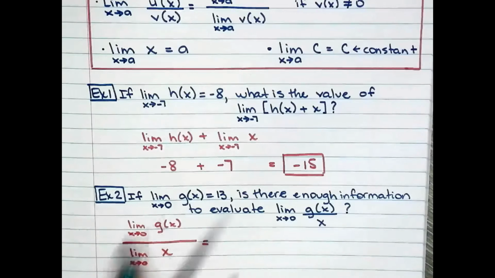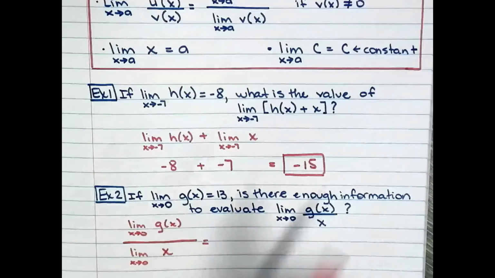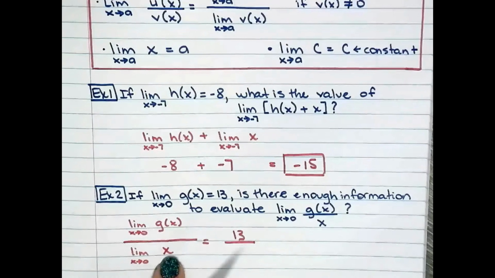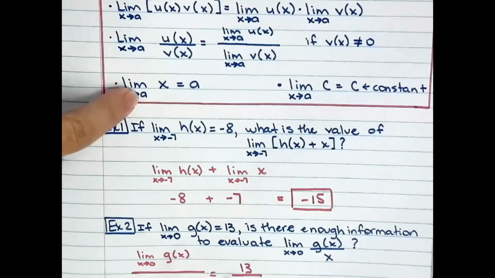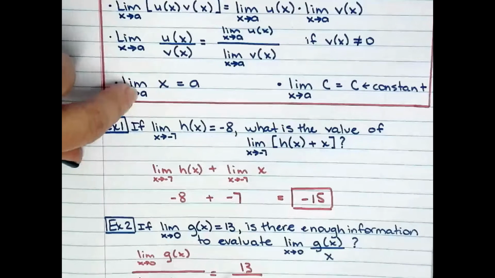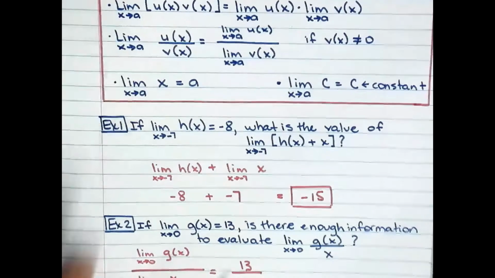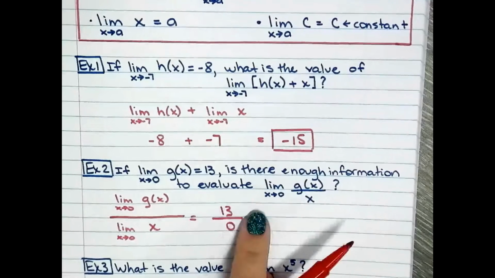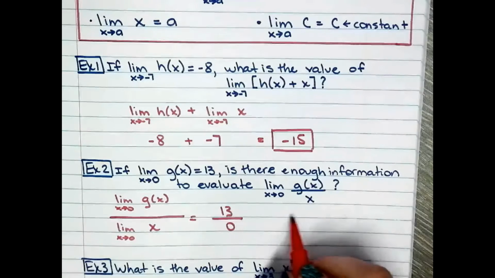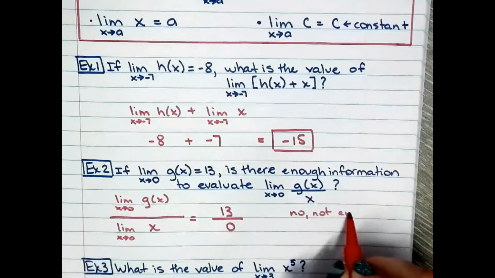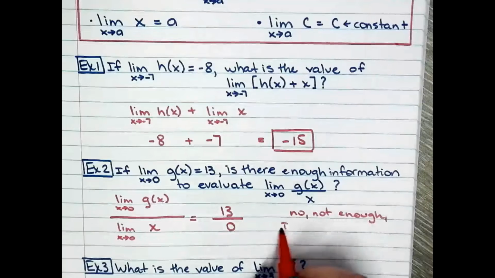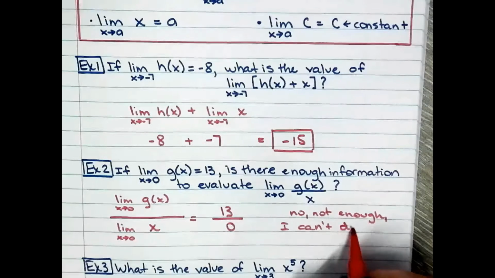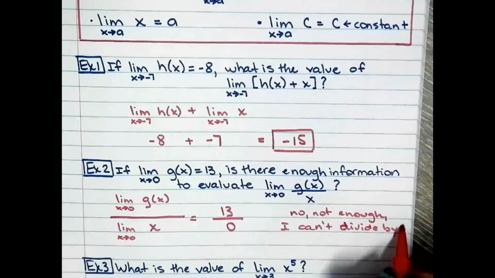So the limit as x approaches 0 of g of x is given right there, 13. And then here, the limit as x approaches 0 of x, I know from this law right here that the answer is a, or whatever number x is approaching. So in this case, it's 0. So the answer is no, I don't have enough information because I cannot divide by 0. No, not enough. I can't divide. I'm going to spell it out. Divide by 0.